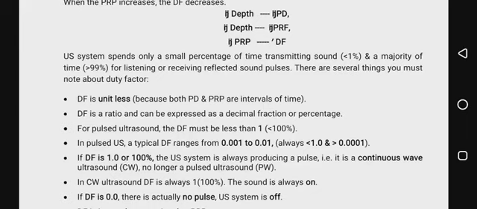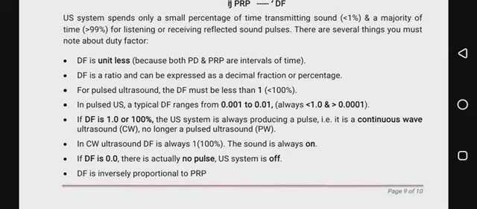Remember, I said it's less than 100%. If duty factor is 1 or 100%, the ultrasound system is always producing a pulse. Because remember, we said that it's pulsed, so it means that it starts and stops, tick tick tick, depending on the number of times it does that in a second. But if the duty factor is 1, then it doesn't stop, it just continues producing. There's no interval, and that automatically becomes continuous wave ultrasound.